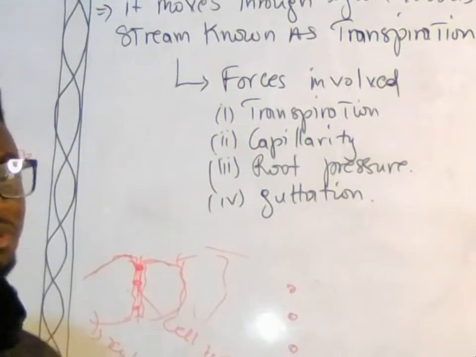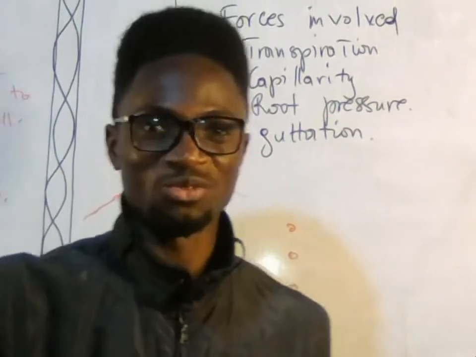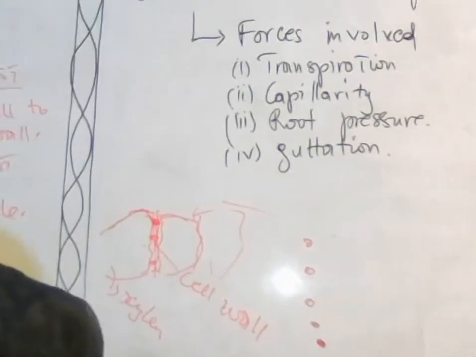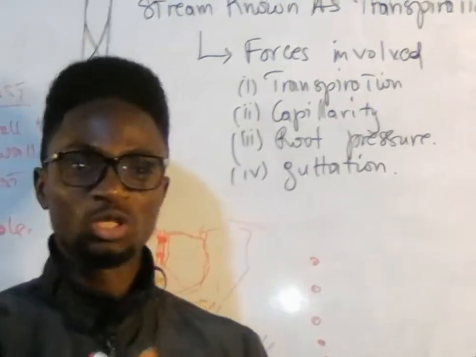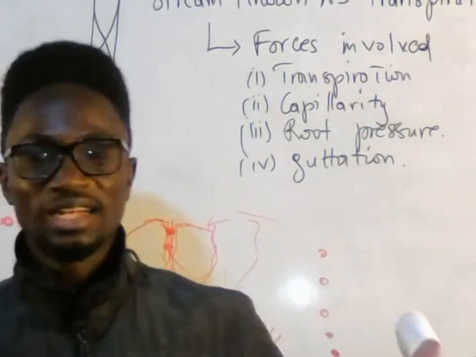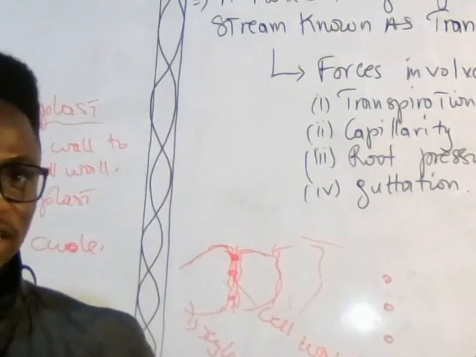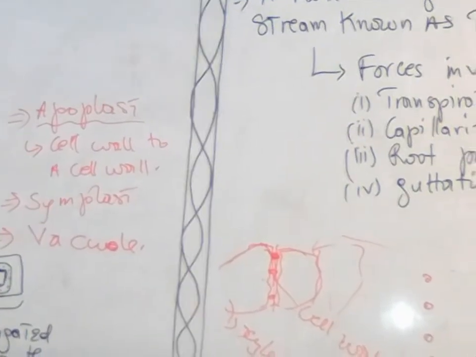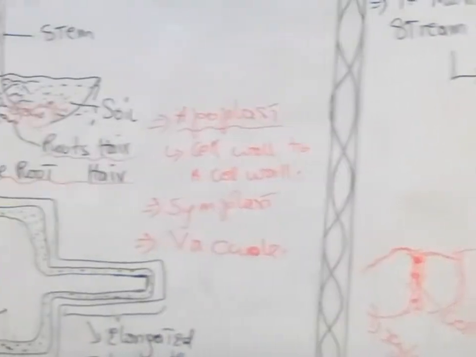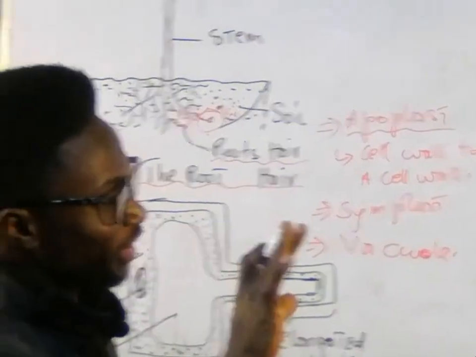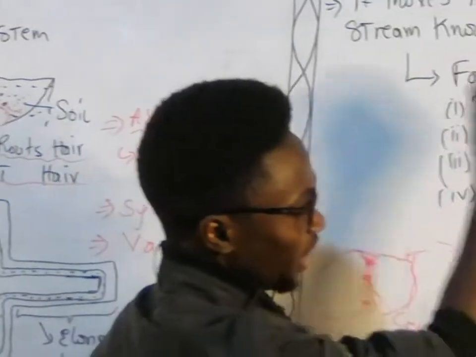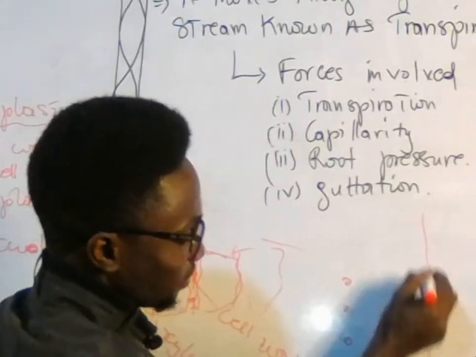Just like the way food moves from the mouth to the stomach. When the food is moving from the mouth to the stomach, it uses what you call bolus. They don't go in a continuous manner. They go as bolus, okay? But the way water moves from the soil up to the leaves, it will move in a continuous stream. It's more like a line, just like this.